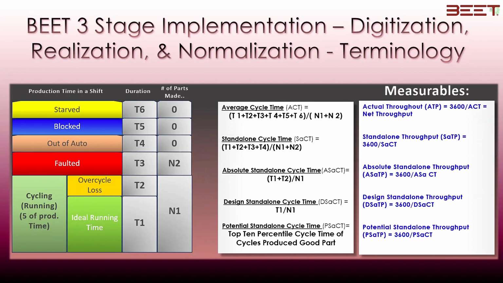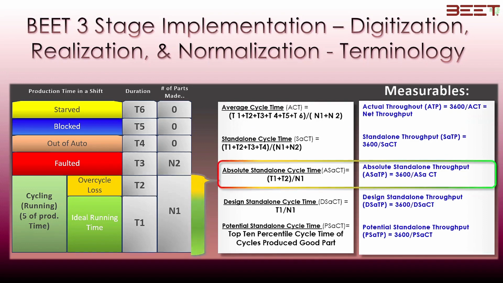Normally, people will stop here. We want to go a little further. The first is the absolute standalone cycle time. We want to measure without faults and out of auto. What is the cycle time for the asset? The absolute standalone cycle time is calculated by dividing cycling time by the number of parts produced during normal, not faulted or out of auto, production time.